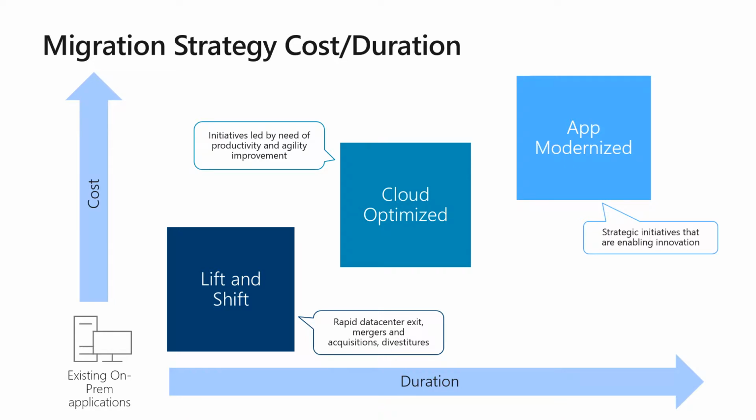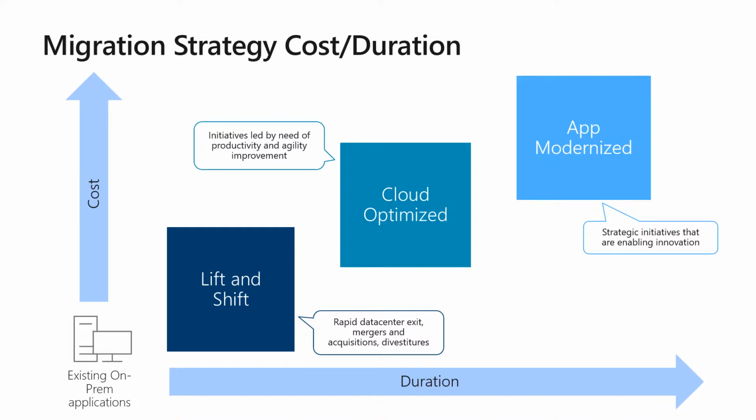A successful migration strategy often blends lift and shift, cloud optimized, and app modernized approaches. Each of these different approaches have various benefits, and different systems typically fall into appropriate buckets to align to each of these. Lift and shift migrations can be used in rapid data center exit, mergers and acquisitions, divestitures, or just systems that don't require a full-blown modernization to really see the value. This is going to be the lowest cost and lowest duration from a migration standpoint for those particular systems.